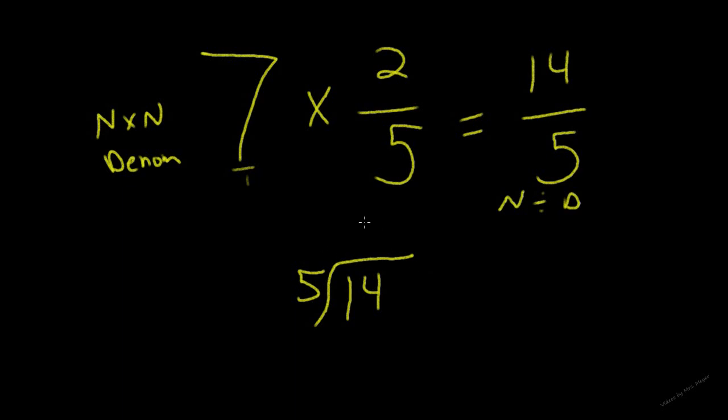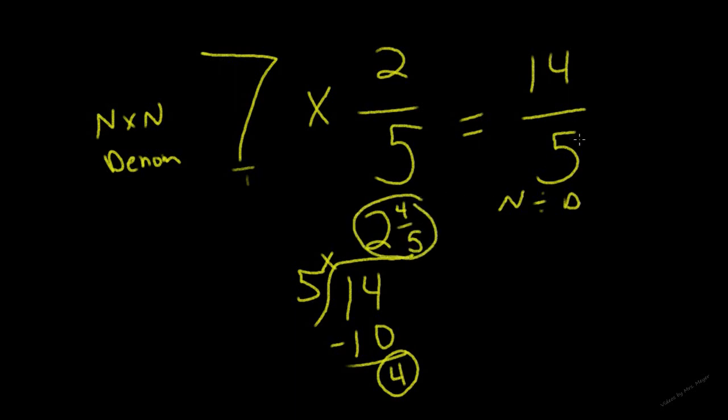So 14 divided by 5 is 2 groups of 5. 5 times 2 is 10. I subtract that out, I get a remainder of 4 that goes in my numerator. So there would be my final answer. 14/5 is equal to 2 4/5.